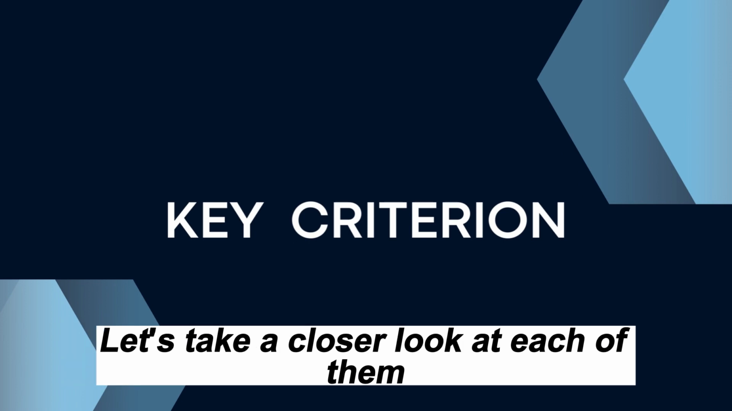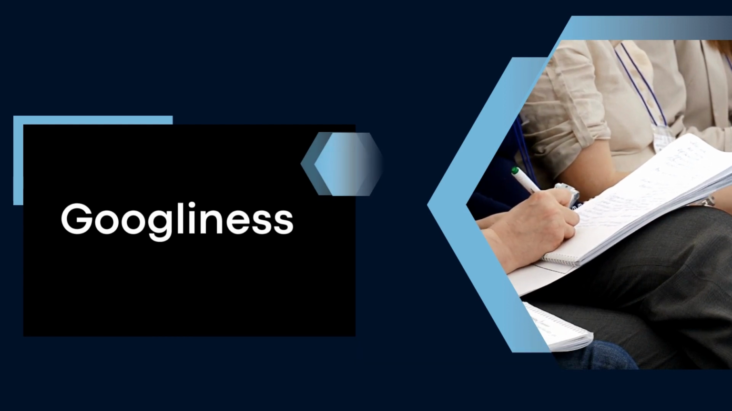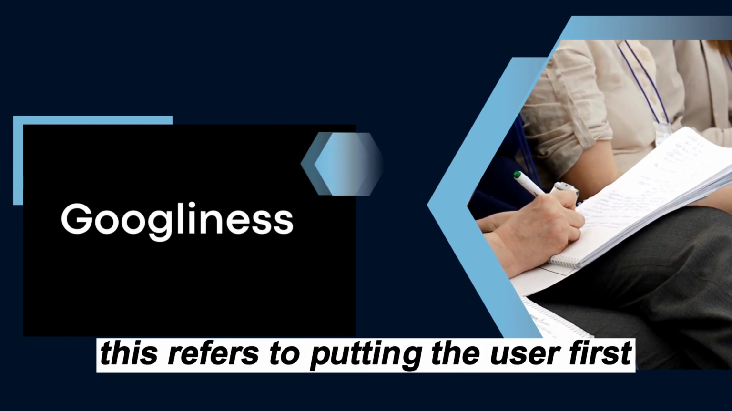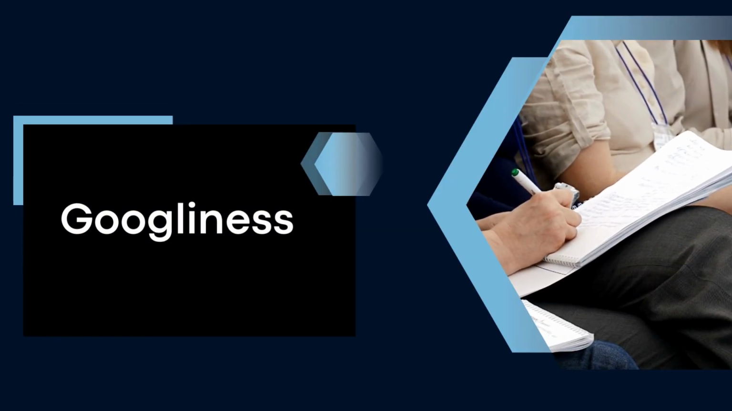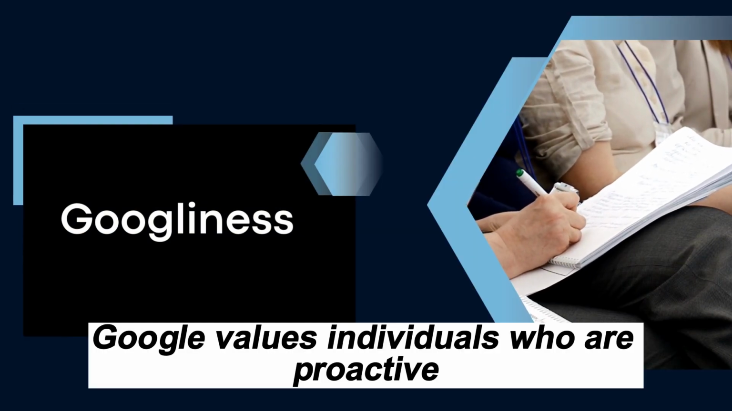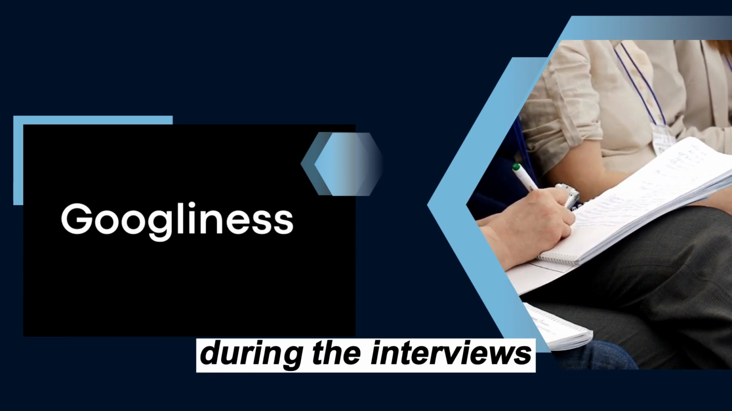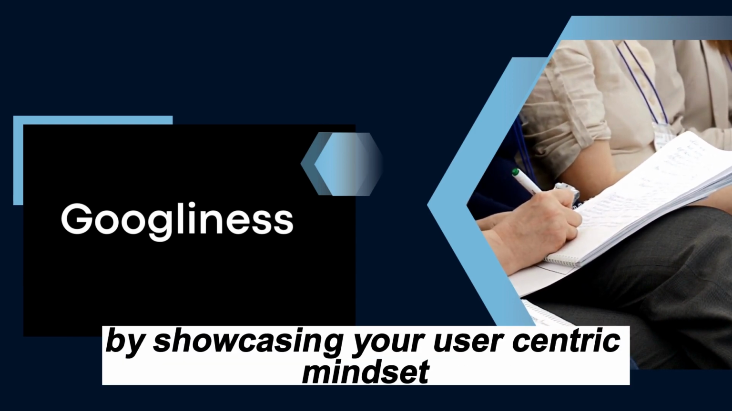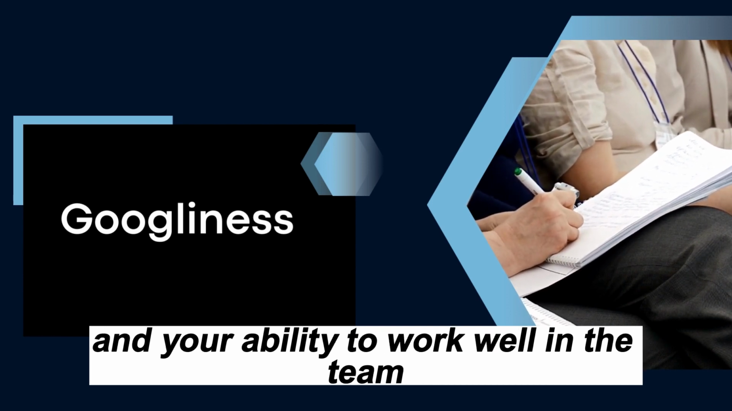Let's take a closer look at each of them. The first criteria is Googleyness. This refers to putting the user first, being friendly, approachable, and humble. Google values individuals who are proactive, team players, and have a bias for action. During the interviews, demonstrate your Googleyness by showcasing your user-centric mindset and your ability to work well in a team.